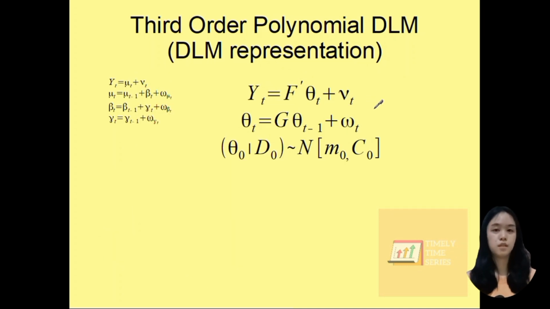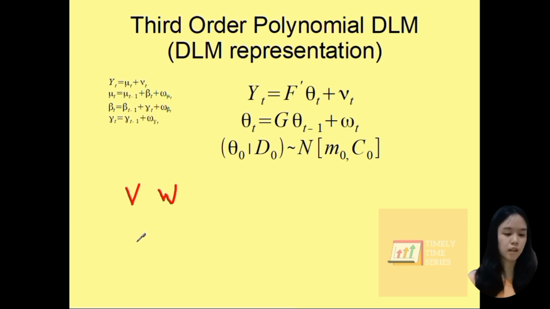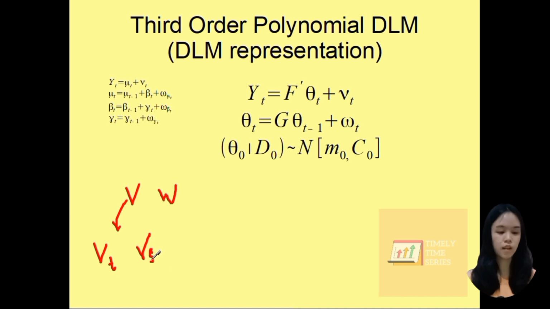One more thing about DLM, the third order polynomial DLM here, is that V and W earlier are assumed to be independent, both internally and mutually. So what I mean by internally is that the sequence V has no autocorrelation, so that Vt and Vs, given that t and s are different time indices, would be independent, and so does W. And then what I mean by mutually is that it's not cross-correlated.